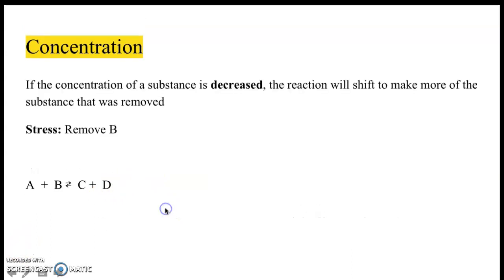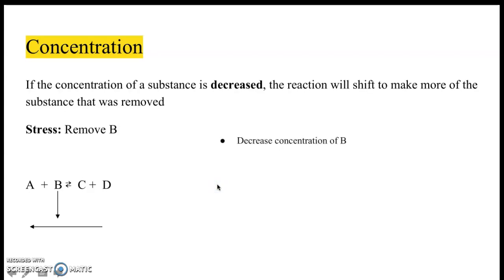Now with concentration, we can also decrease the amount of substance. So if the concentration of a substance is decreased, the reaction is going to shift to make more of that substance. We have to replace what's been removed. So for example, if we remove B, we're decreasing the concentration of B. We now have to replace what's been removed. Our equilibrium wants to stay at equilibrium. It's going to shift back to its original state, or as close as it can get to it. So we're going to experience a left shift, or favoring the reverse reaction, in this case in order to replace B.